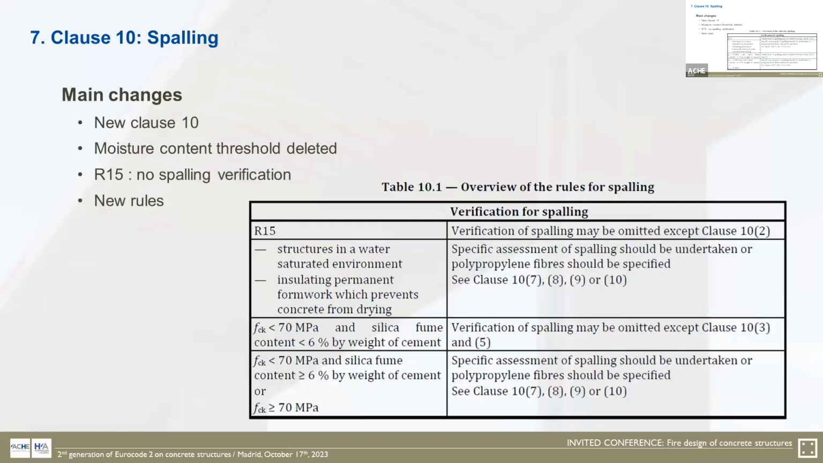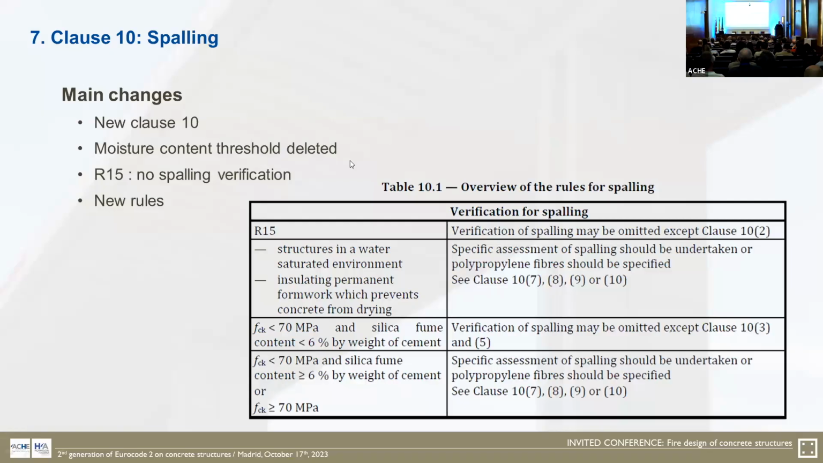For a specific class of structures, the structures where the resistance required is only 15 minutes, no spalling verification is required. Basically, that's because based on the evidence, there are no significant spalling phenomena in the first minutes of a fire, and then we added some new rules. Here you see an overview of the rules for spalling.